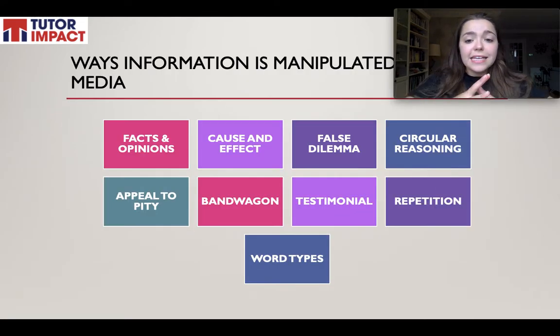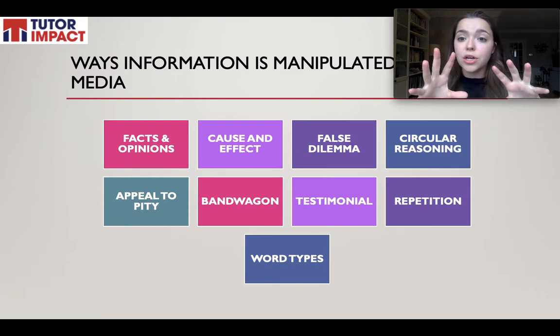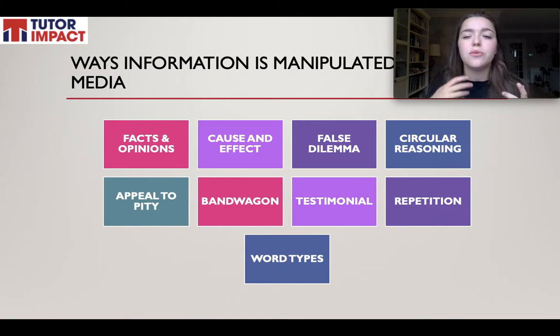So here's loads of ways, there's loads more, but the information can be manipulated by the media. In case you didn't know what the word manipulated means, it basically means getting people to do or think what you want them to. That's manipulating other people. We can also manipulate objects, for example, like Play-Doh. You can manipulate it into a particular shape, but more recently we use the word manipulate with people.